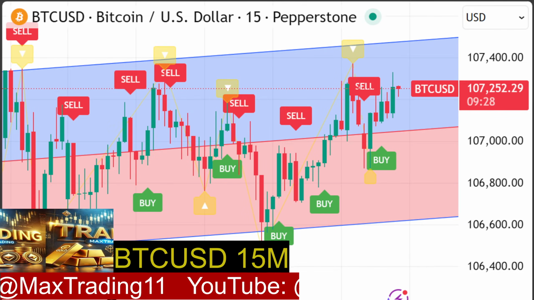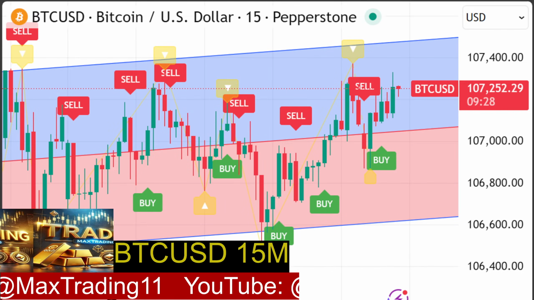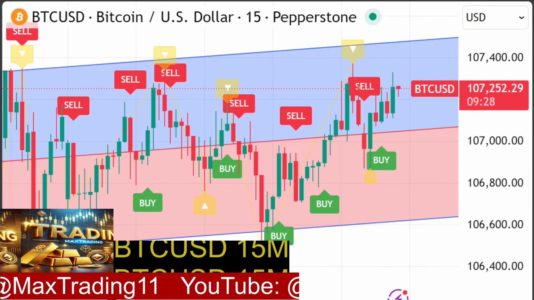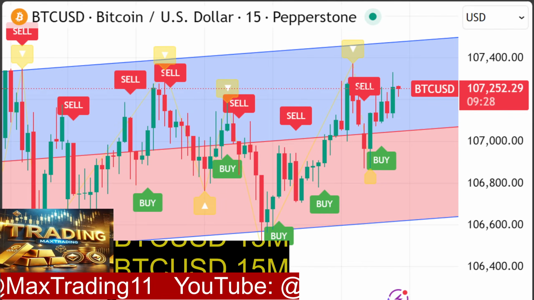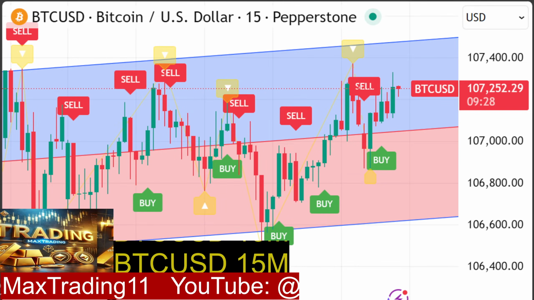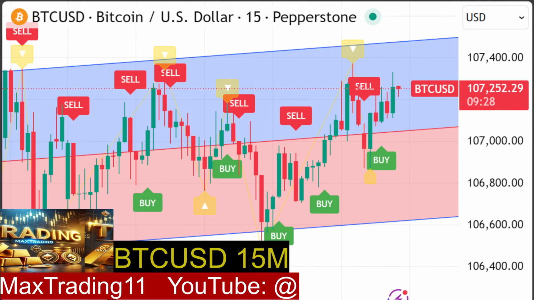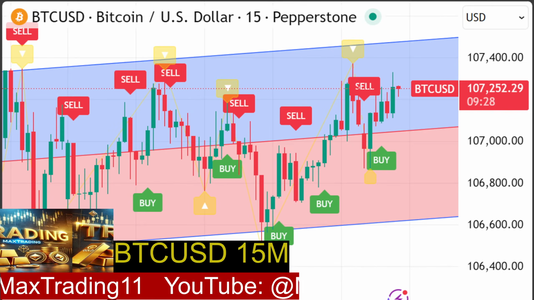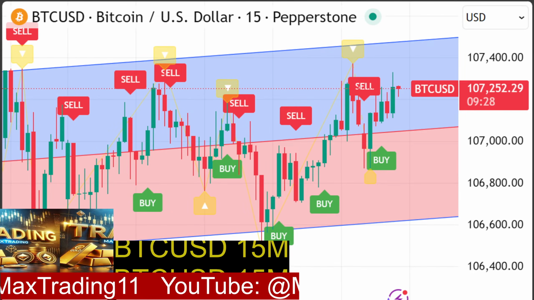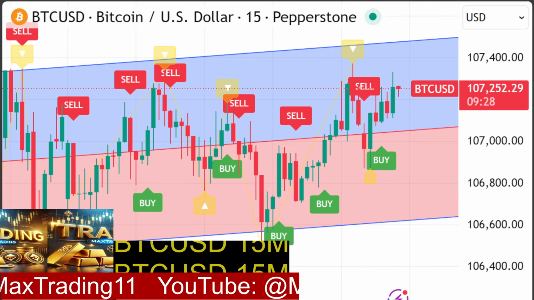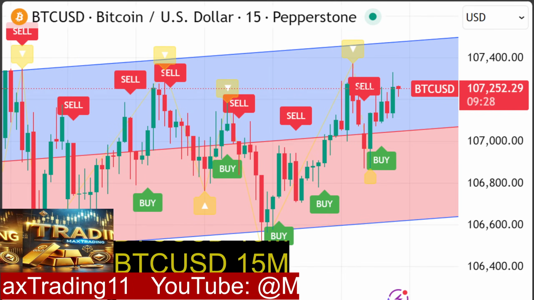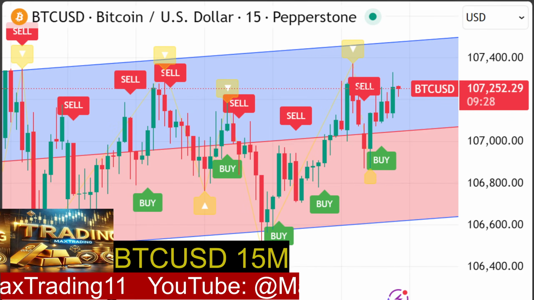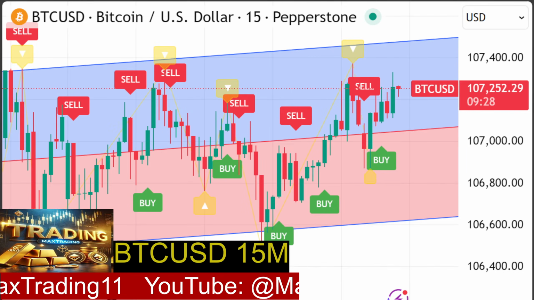My name is Max, and for the next few hours, we will be meticulously tracking the price action using our proprietary dynamic channel indicator. Our goal here is not just to find trading opportunities, but to understand the market structure in real time, focusing on high probability setups confirmed by multiple factors.